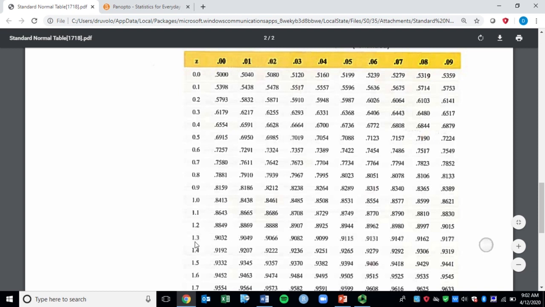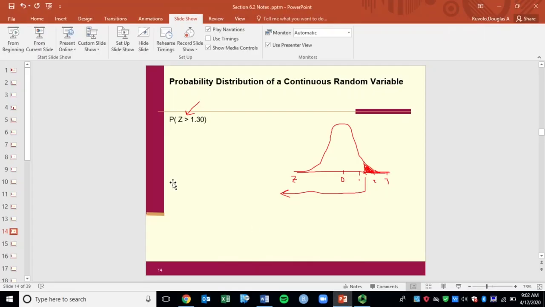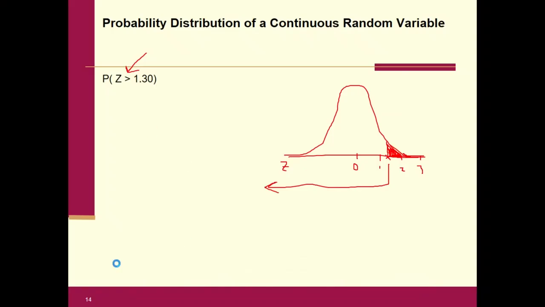So what we're looking at is 1.30. So what do we got here? We got 0.9032. 0.9032 for 1.30. Okay, let's go back here. I've got to get back into my presentation and get my pen to pop up again. Okay, so now how does that play a part here?